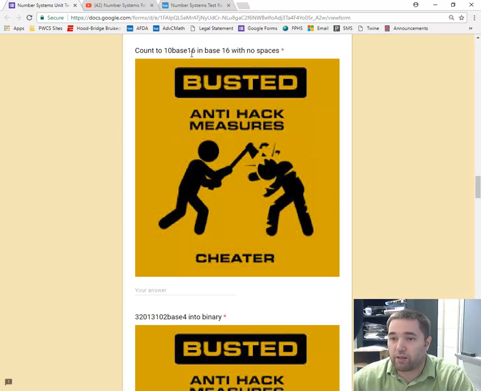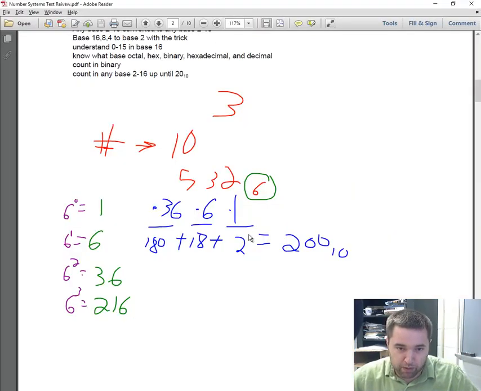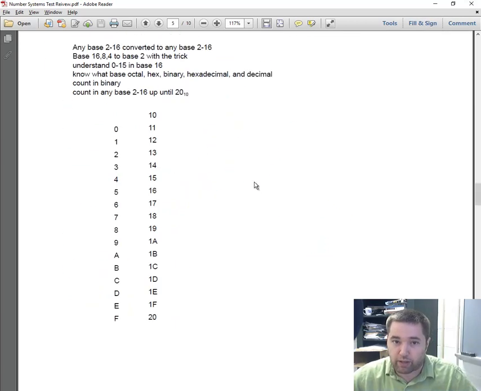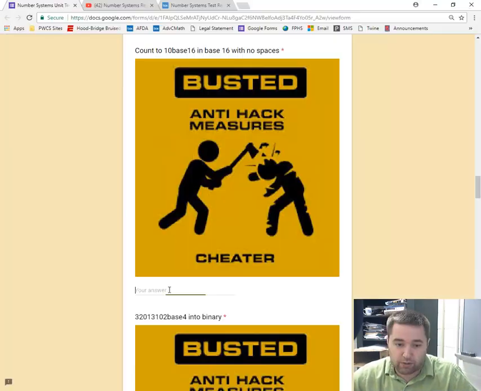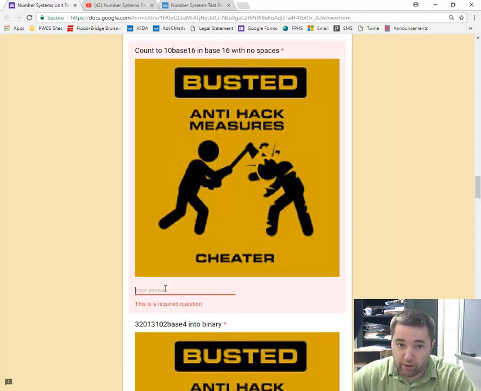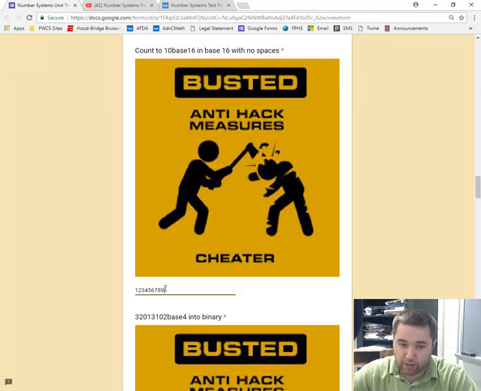Base 16. 10 in base 16 is what? 16, not 10. In base 16 with no spaces, and the best part is right here, page 5. Most of you were thinking in decimal and only went up to A, because you said A is 10. No, it's base 16, which means you count all the way up to 10. So 0, you could leave it in or not. 1, 2, 3, 4, 5, 6, 7, 8, 9, A, B, C, D, E, F, 10, base 16. There's a reason why this was here.